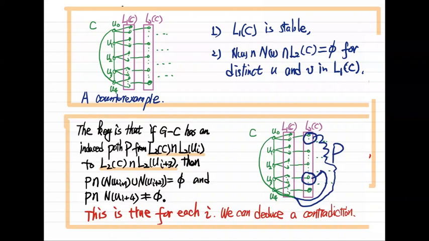Then we can show that if we remove all vertices of C and there is an induced path from the second neighborhood of U_i to the second neighborhood of U_i plus three, then this path cannot contain neighbors U_i plus one and U_i plus two, and must contain neighbors U_i plus four. Here is a computation showing the path between the second neighbor of U zero and the second neighbor of U three.